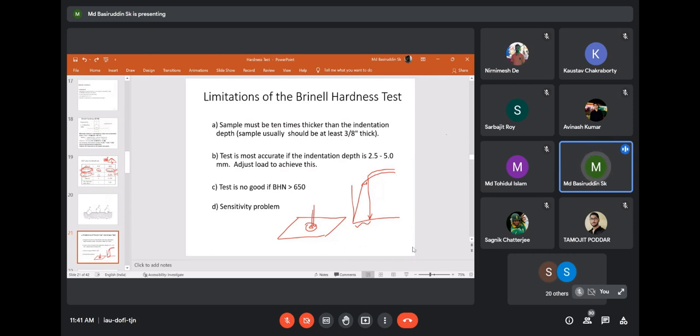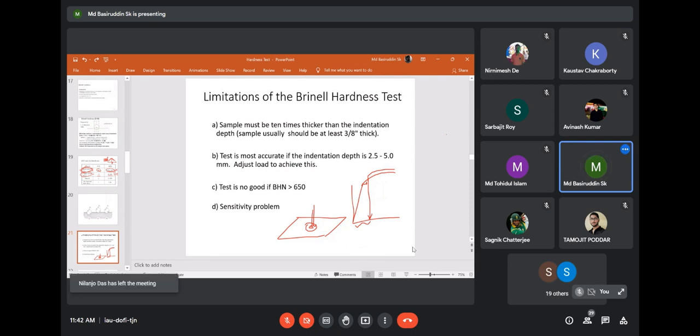Now, as compared to the Rockwell test, one limitation is there: here the surface preparation should be very smooth, because here you need to measure the small d, the indentation diameter, very precisely. If you are not able to measure the small d very precisely, then you will get the wrong value. So in order to get clear small d values, you have to prepare the sample surface to be quite smooth.